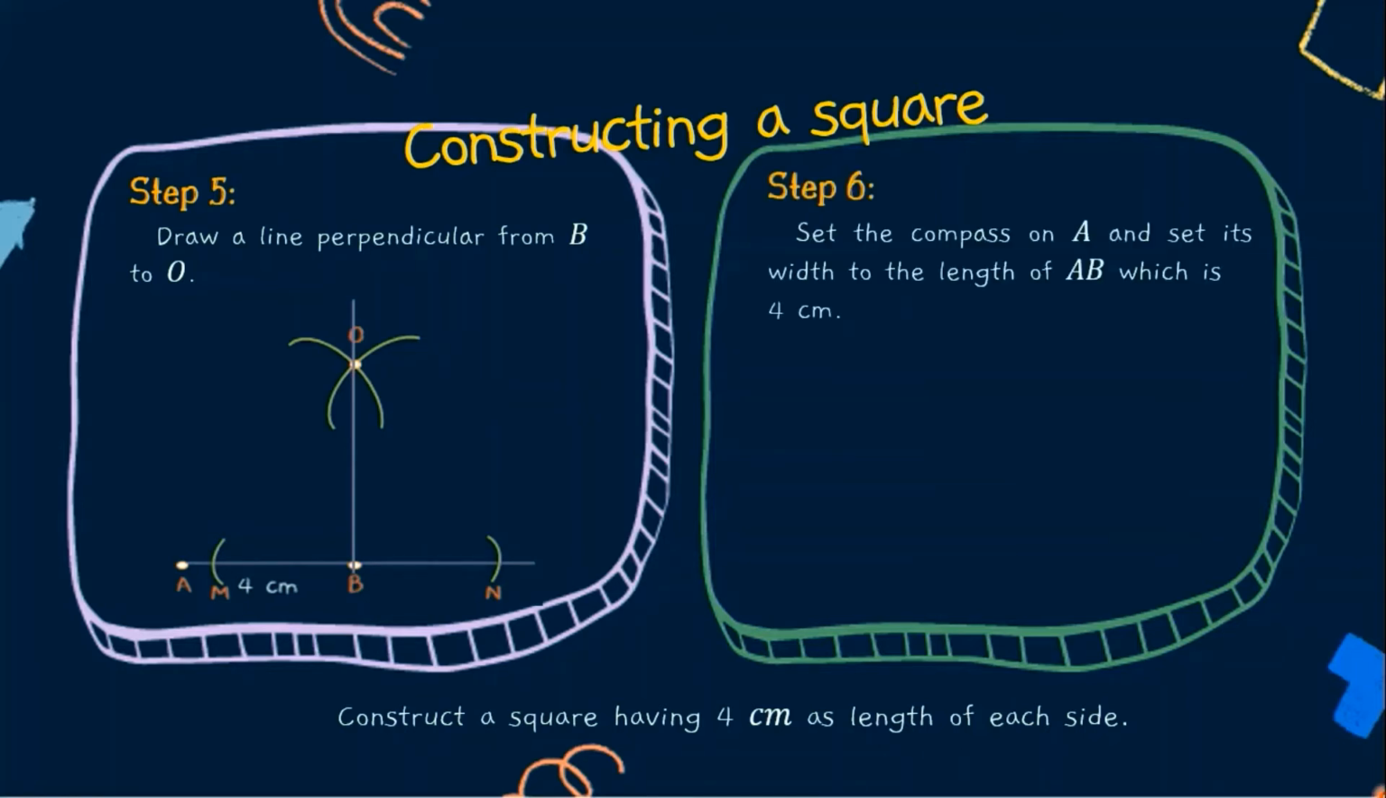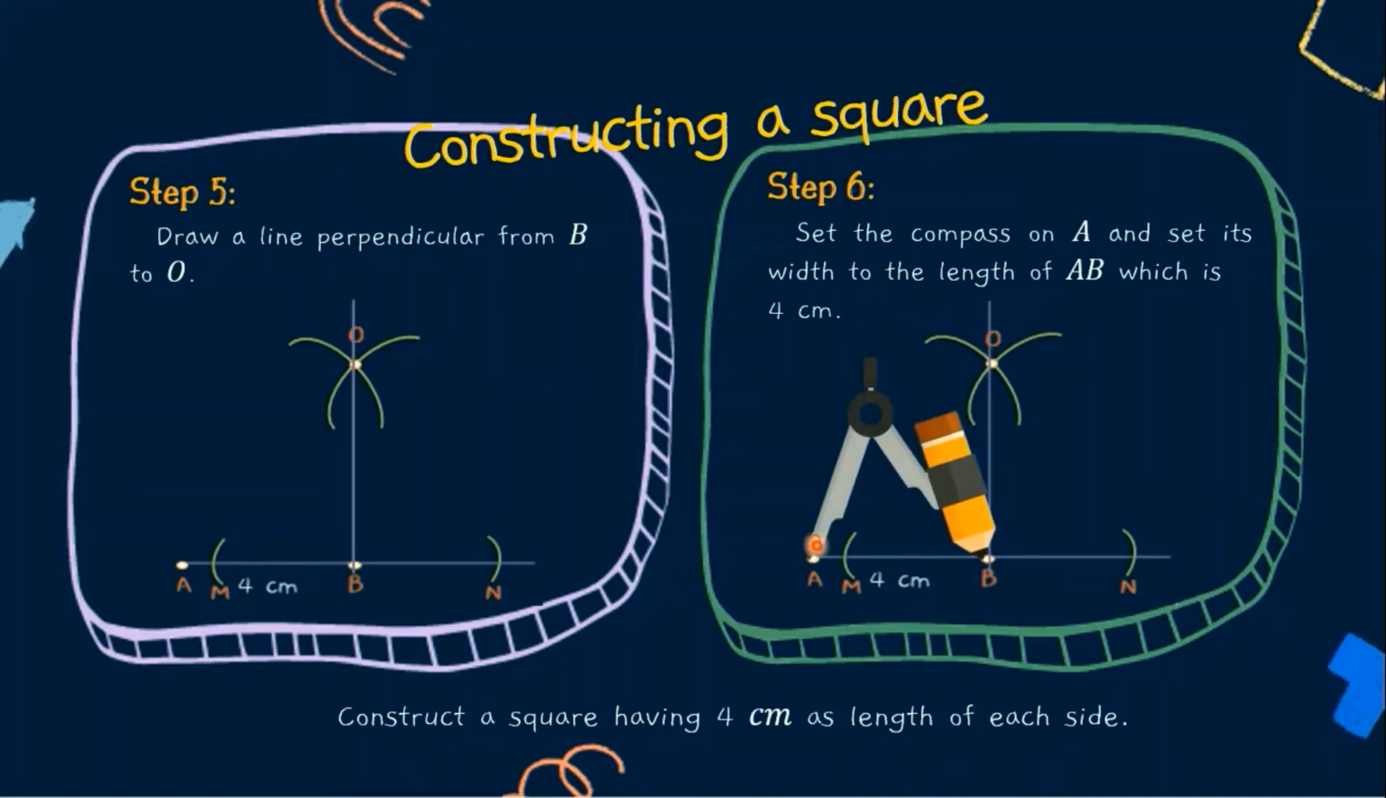Next, for step 6, set the compass on A and set its width to the length of AB, which is 4 cm. Ito yung ating last construction from step 5. Kuha tayo ng compass, isa-set natin yung width niya, dapat 4 cm. Pwede tayong gumamit ng ruler, 4 cm, or itapat natin siya sa A to B, which is sinukat natin from step 1 kanina na dapat ay 4 cm.